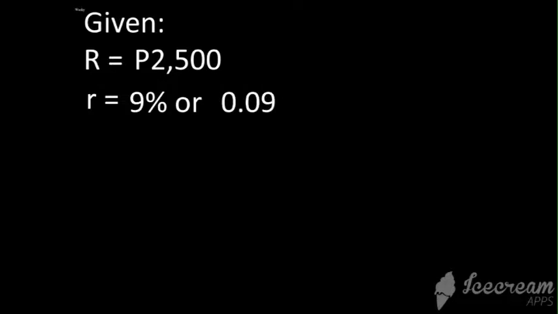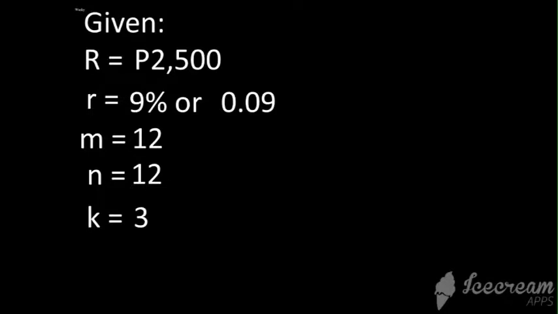Now, using the formula, we can easily compute the deferred annuity. Given, regular payment is ₱2,500. The rate of interest is 9% or 0.09. The frequency of conversion is 12. The total number of payments is also 12. Now this time K is 3 since there are 3 artificial payments. Find present value.